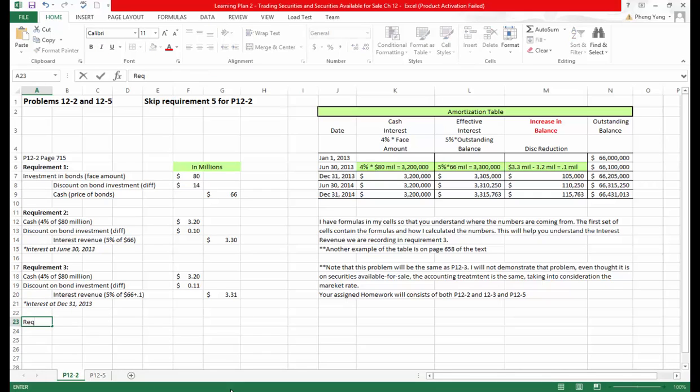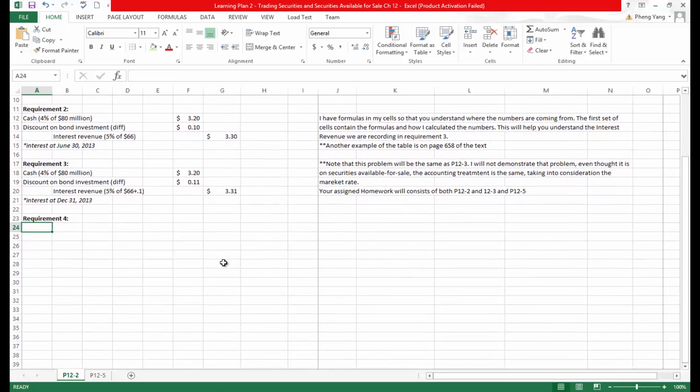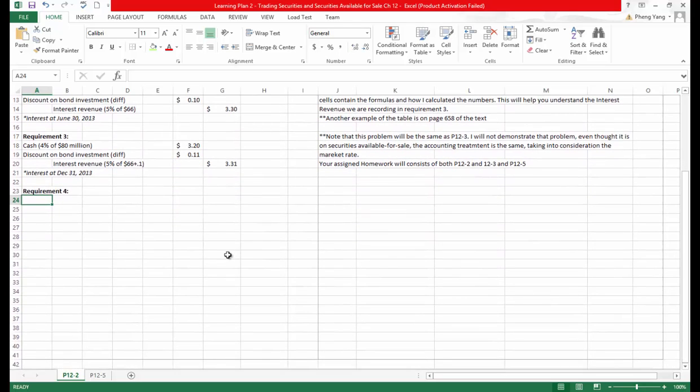Okay, requirement 4. I'm going to scroll down a little bit. Okay. In requirement 4, it asks, at what amount will Fuzzy Monkey report its investment in the December 31st, 2013 balance sheet, and why? Prepare any entry necessary to achieve this reporting objective.